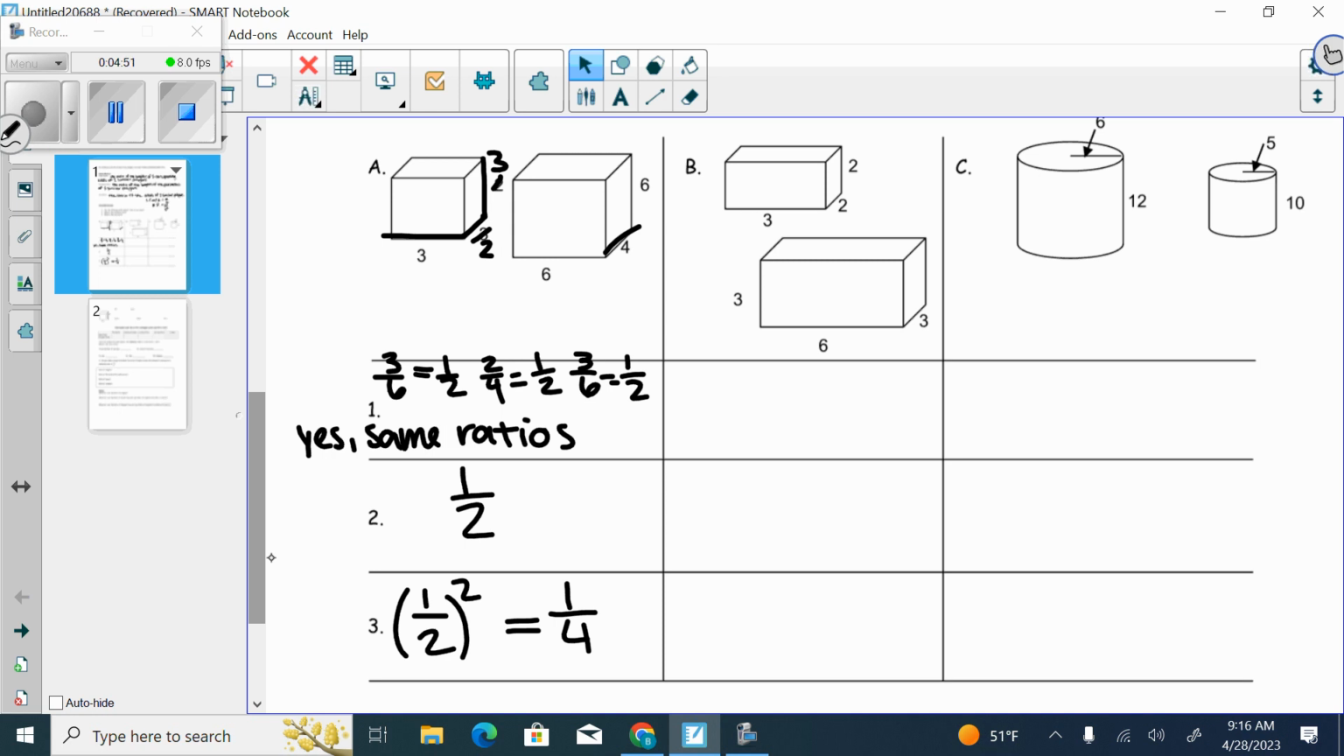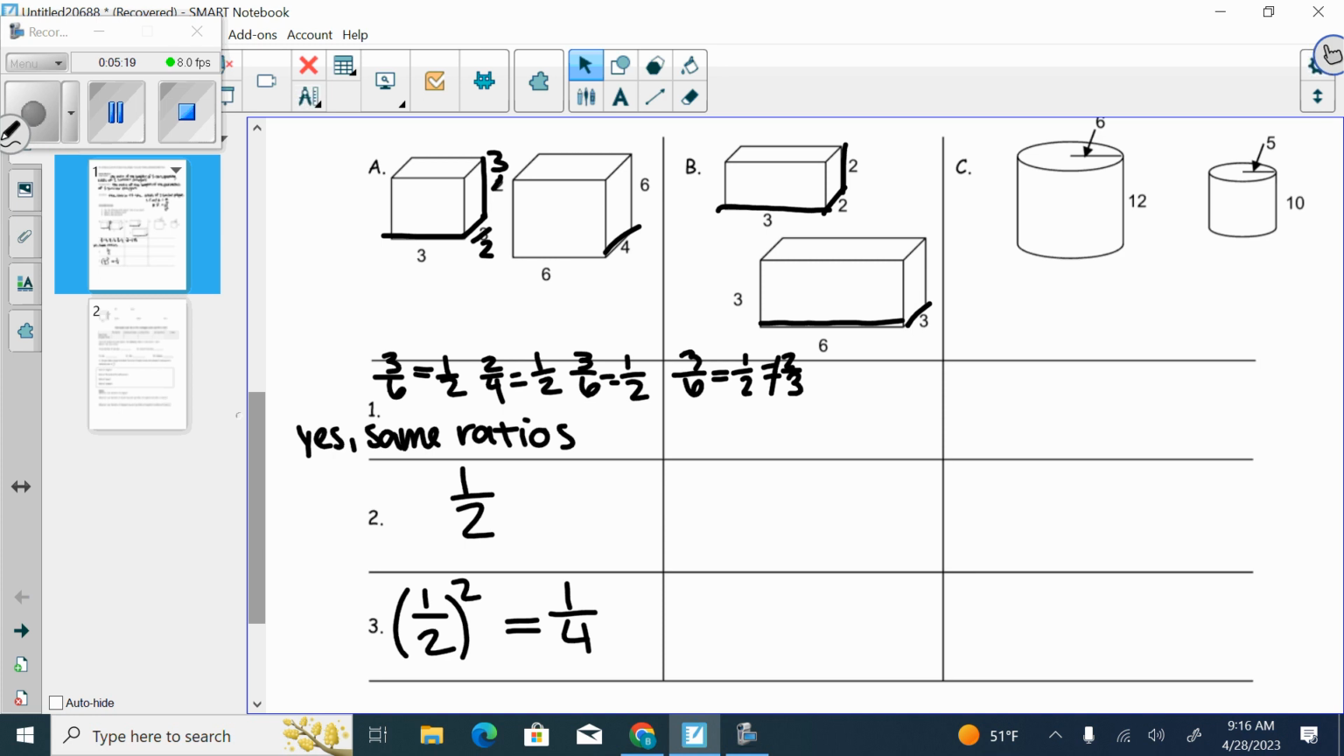So here I've got 3, right? What does it correspond with in this other one? Good. So 3 over 6, we said simplifies to a half, right? Okay. What does this 2 correspond with here on the bottom end? The 3. So that'd be 2 to 3. Is 2 over 3 going to be equivalent? Okay, so that one's not equivalent.